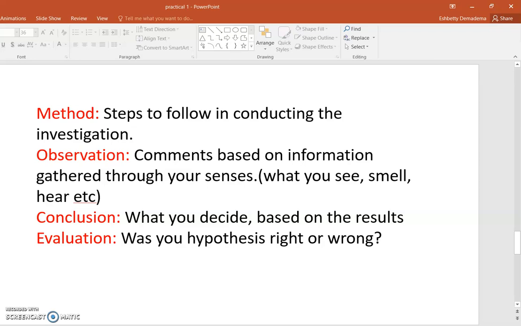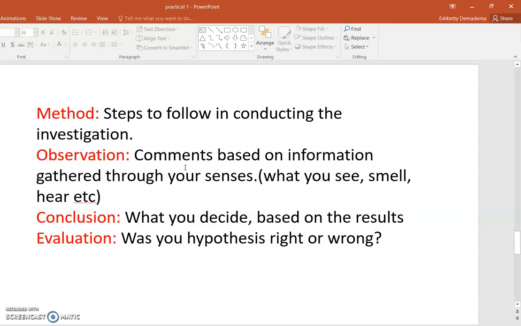And then you have your observation. Observation, these are comments based on information gathered through your senses. So as you are doing the experiment, what do you observe? Normally certain experiments will take 3 days or 4 days or 10 days in order for us to be able to observe what happens. But today's one is going to take 10 minutes. And I'm going to have the video in 2 parts. So we'll have the first part, then break, and then have the 10 minutes, and then come back and continue with the video.